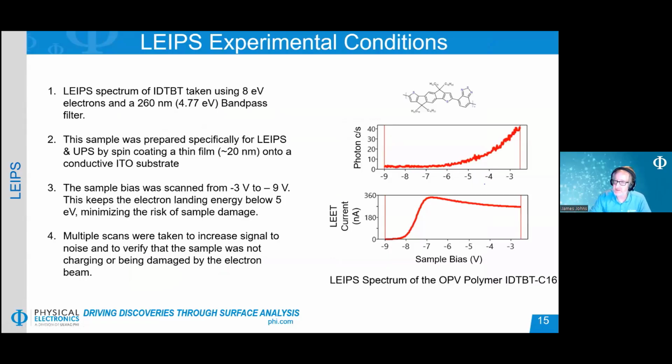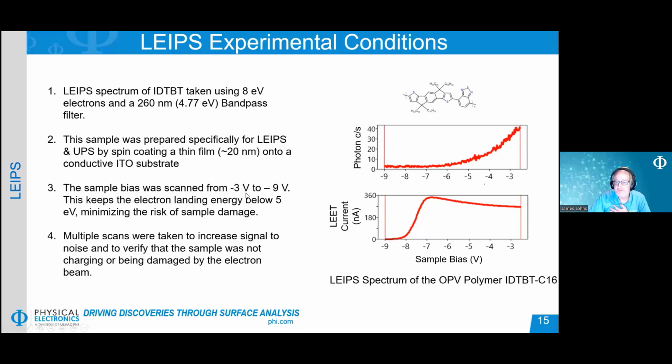And just some experimental details. This experiment was done using an electron source that had electrons at 8 eV, and we used a 260 nanometer bandpass filter, so a 4.7 eV bandpass filter. This sample was made specifically to do LIPE and UPS. So it's a semiconducting polymer, which would be too resistive to look at in the bulk, but we made a thin film of it, roughly 20 nanometers, and spin coated that onto an ITO substrate. So ITO is conductive, and that provided enough conductivity to be able to do these measurements.